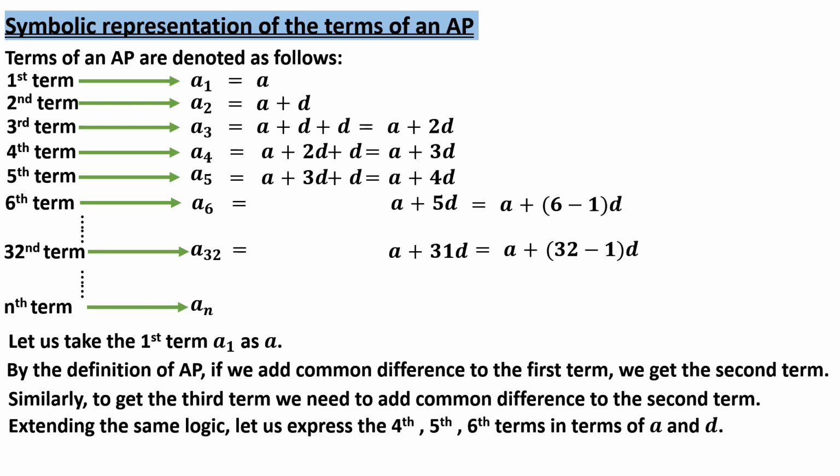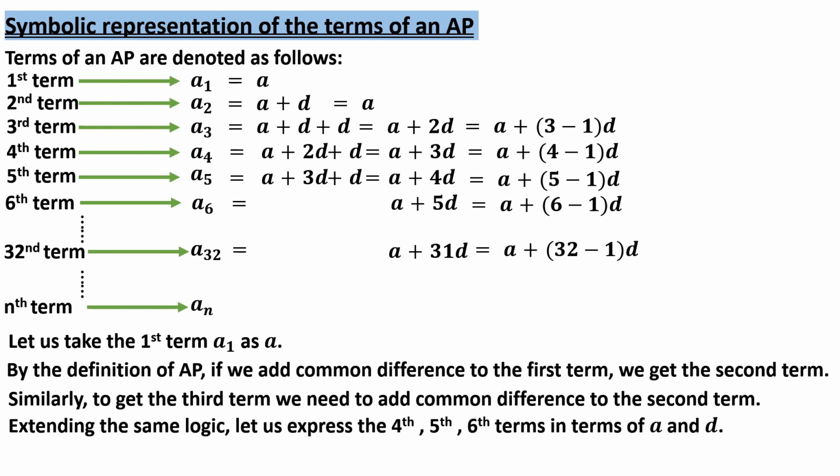A plus 5d is A plus 6 minus 1 into d. A plus 4d is A plus 5 minus 1 into d. A plus 3d equals A plus 4 minus 1 into d. A plus 2d, this is, of course, 3 minus 1 into d. Now, what about A plus d?